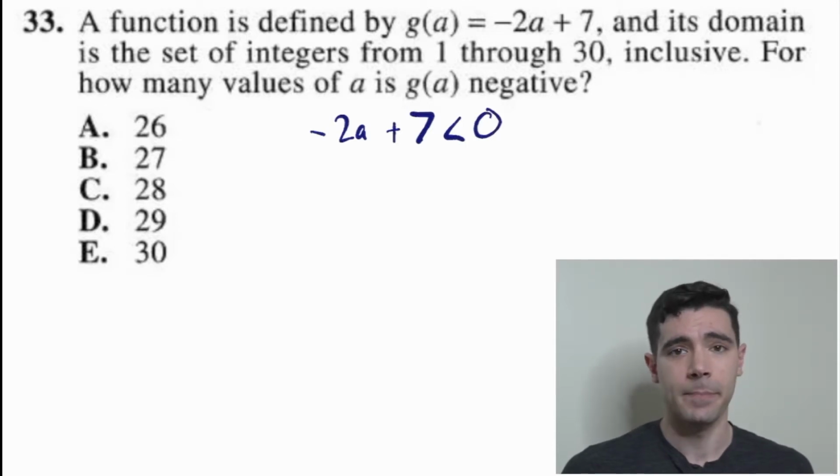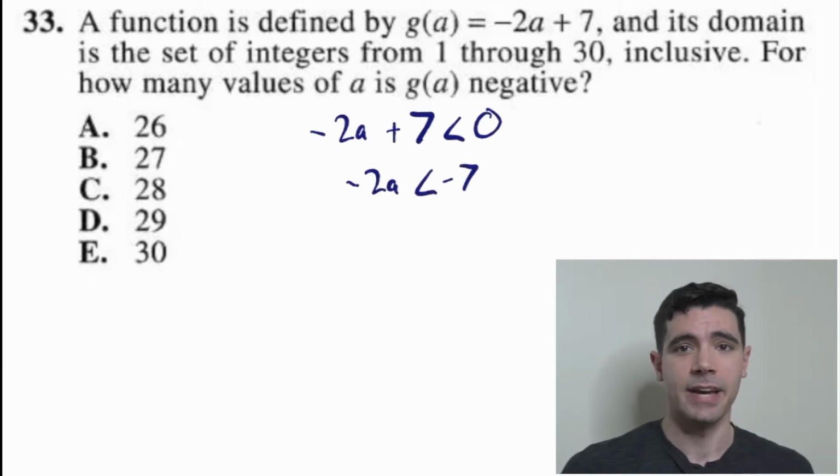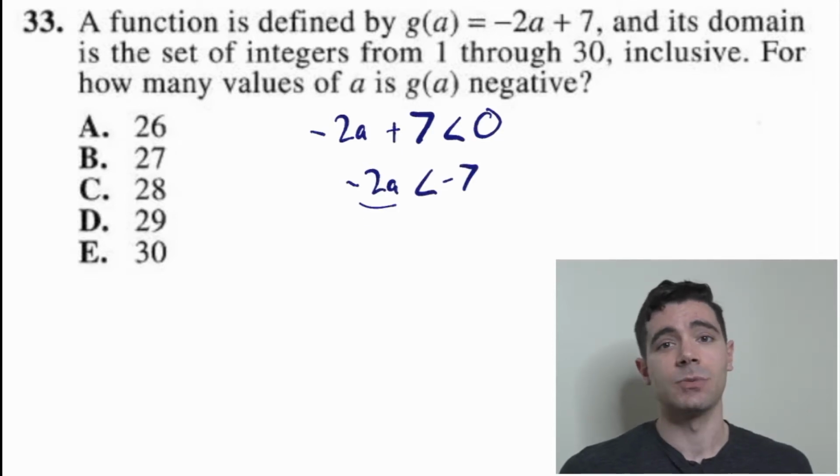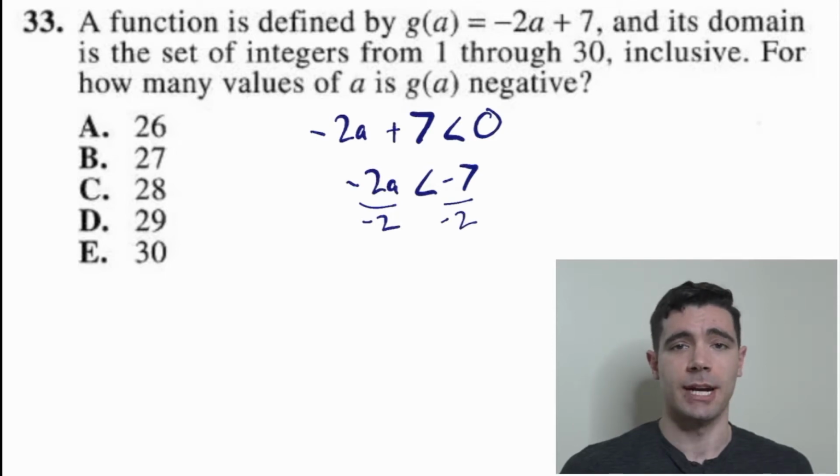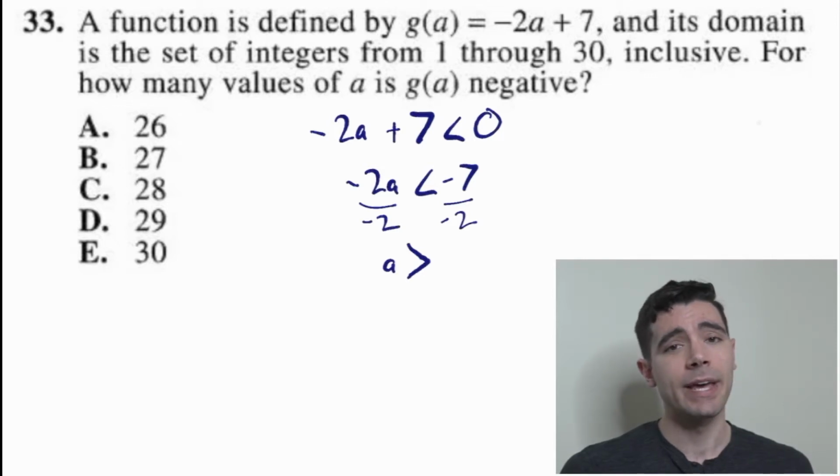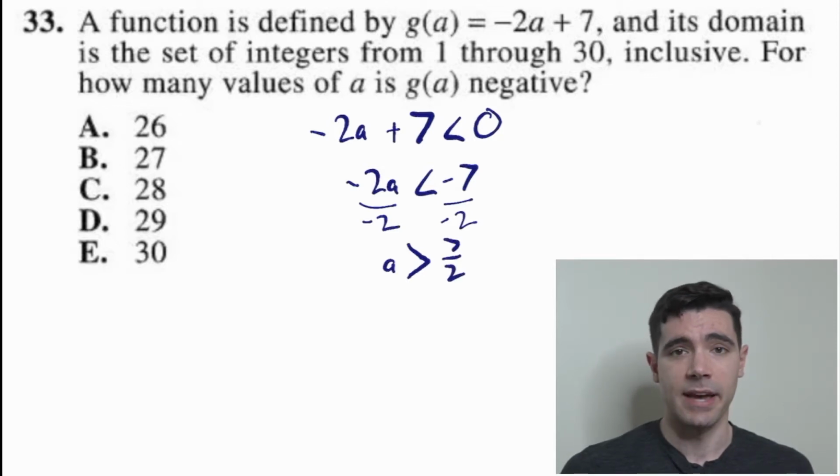Now let's solve for a. We subtract 7 from both sides, so we have negative 2a is less than negative 7. We're trying to isolate this a, so we'll divide both sides by negative 2, algebra style. Now, we got to keep in mind that the inequality sign is going to shift because we are dividing by a negative. So now we have a is greater than 7 over 2.